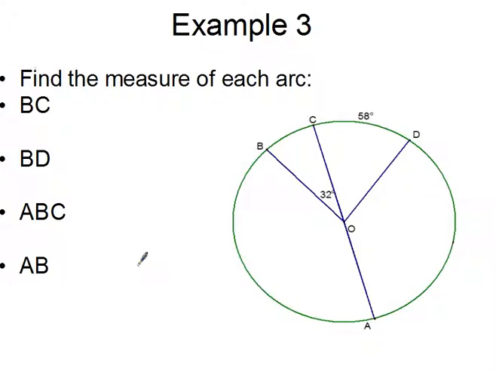All right, let's go through this example. Find the measure of each arc. BC has a central angle. Its central angle is 32 degrees. That means BC has to be 32 degrees.